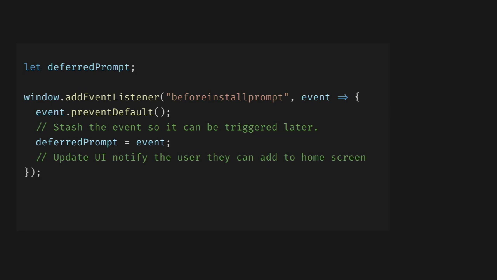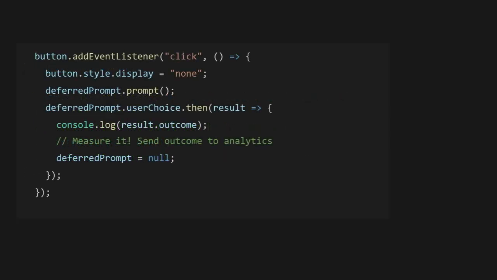And when this event fires, you will get an event variable, which you need to stash. You need to save it in a variable so that you could use it later on. This is why I've defined the deferred prompt outside of it, so that I could use it later on. And then afterwards, on this deferred prompt, you can call a method called prompt. So this prompt method will show this dialog.